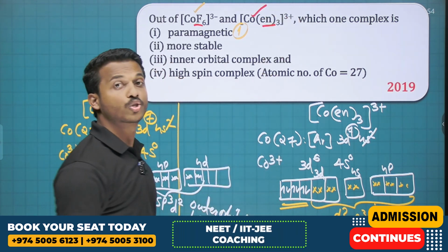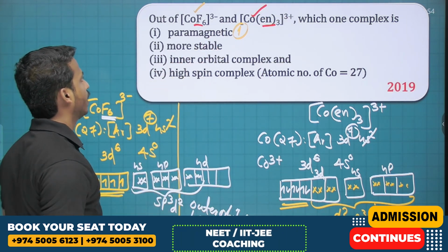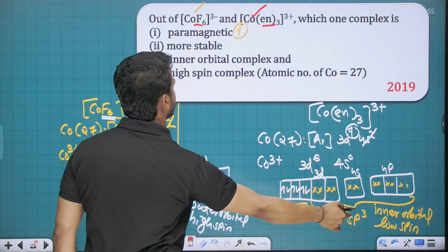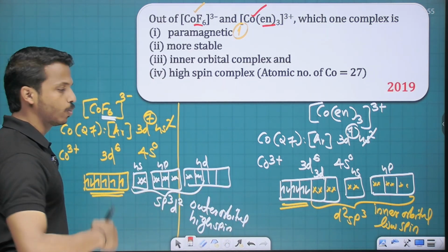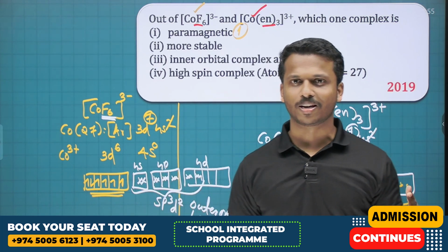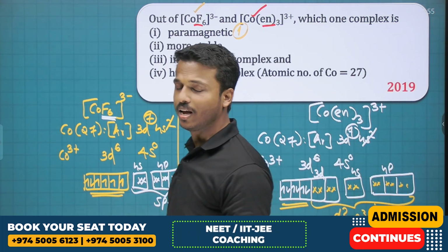Ring compounds are more stable. So more stable is this one, which is an inner orbital complex. This one is the inner orbital complex, right? And high spin complex is which one? This one. So by using VBT, all these kind of answers we can say very immediately.